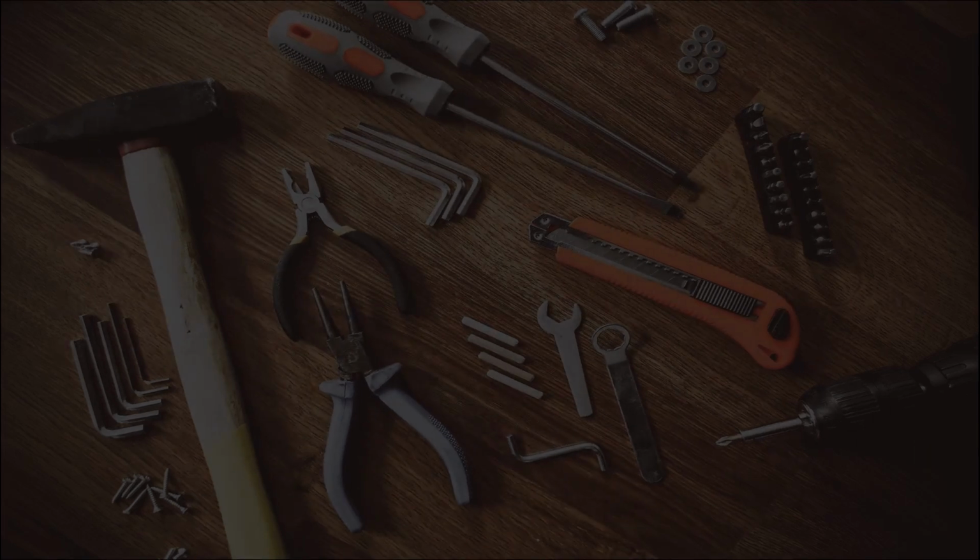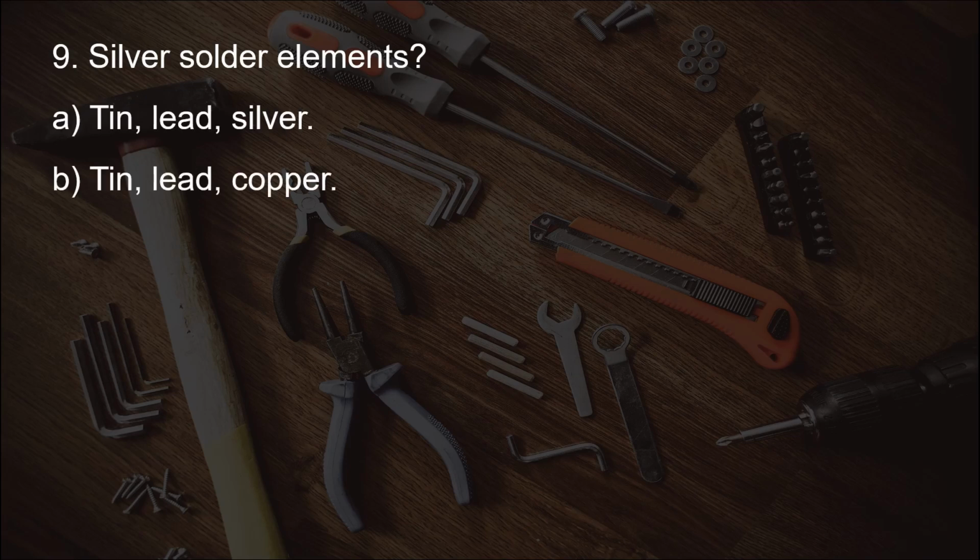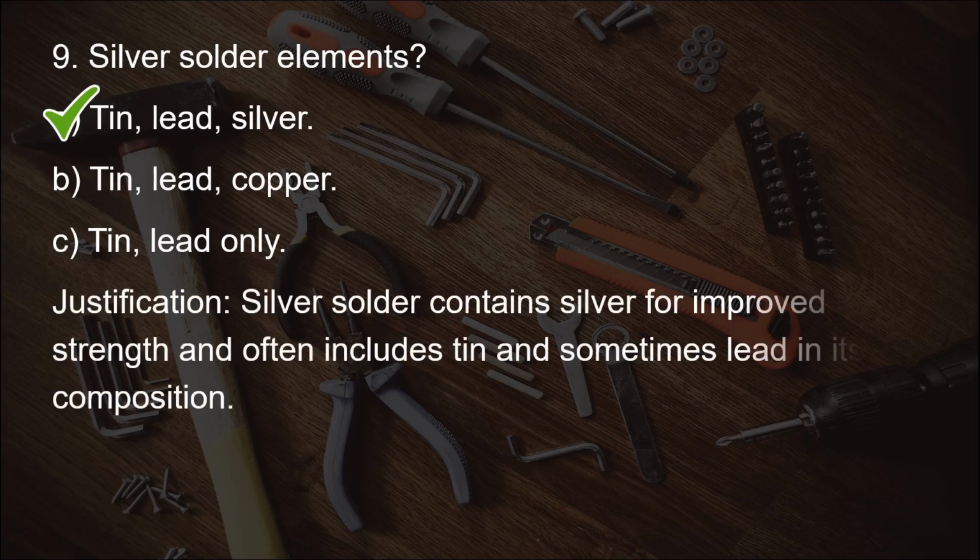Question 9. Silver solder elements? A. Tin, lead, silver. B. Tin, lead, copper. C. Tin, lead only. Justification: silver solder contains silver for improved strength and often includes tin and sometimes lead in its composition.